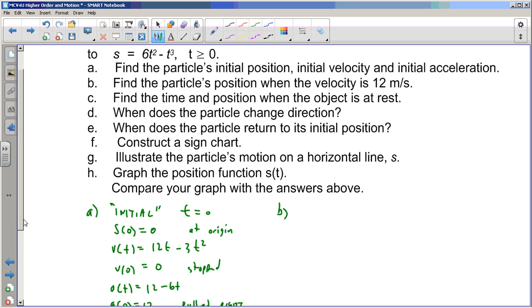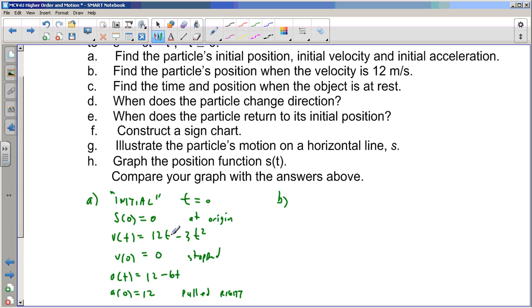It's 0. And then when I found the acceleration function, take the derivative of that, 12 minus 6t, and I sub in 0, I get 12, which means the acceleration, even though it stopped and at the origin, is to the right at 12 meters per second squared.